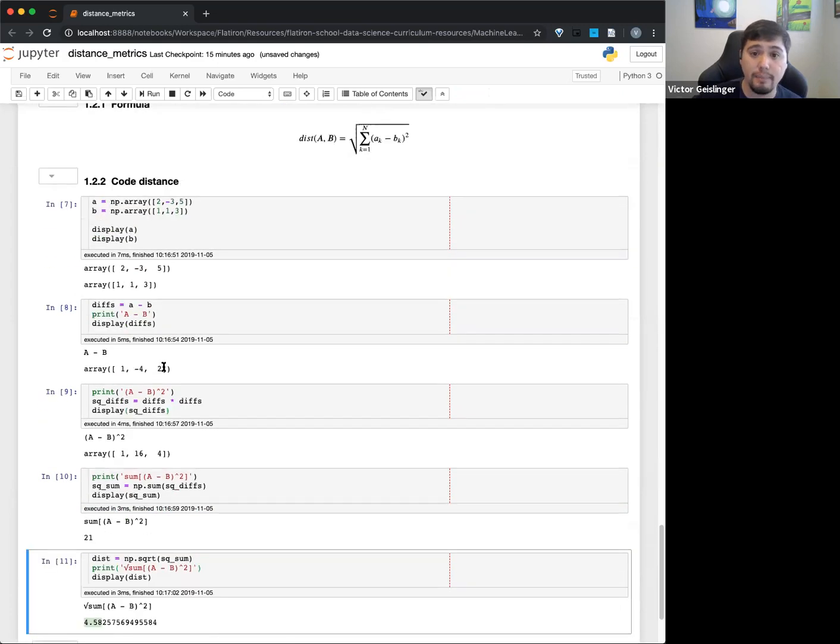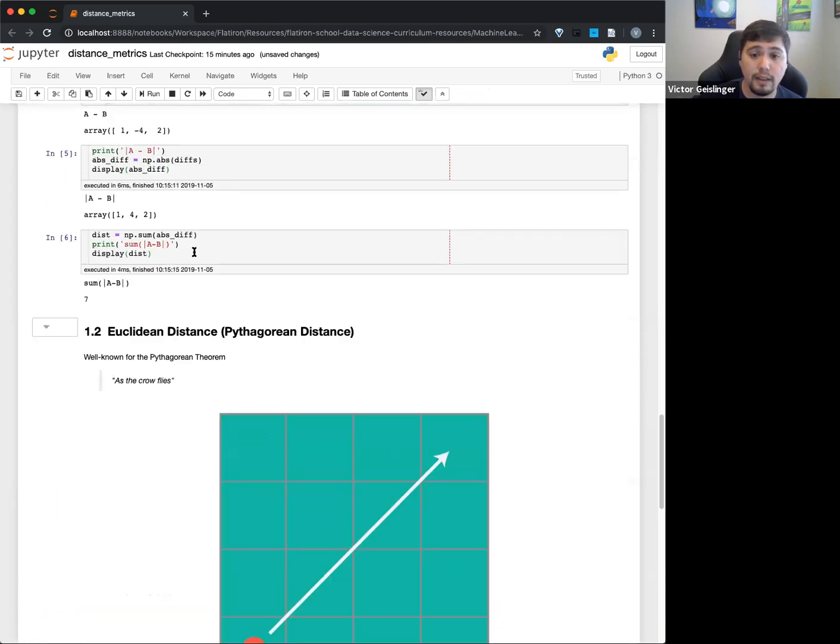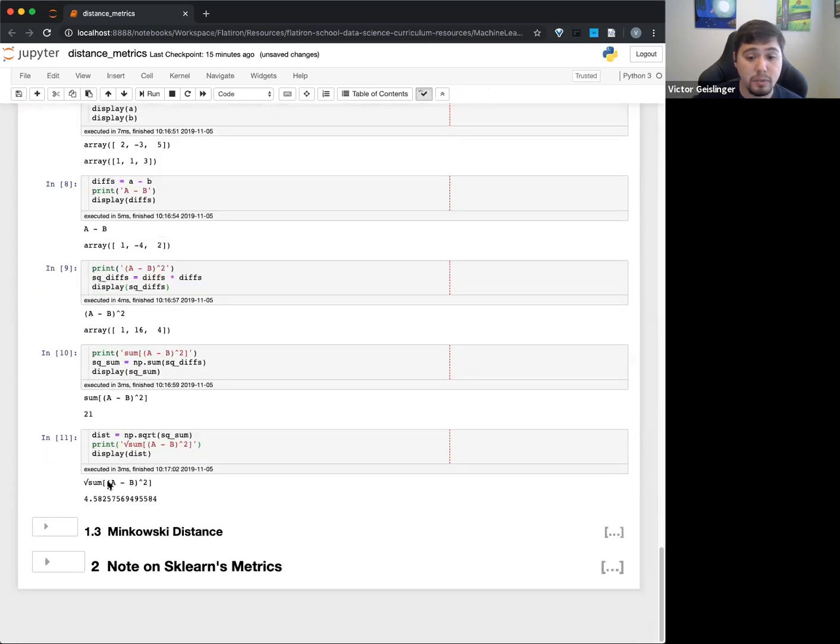Note that the Manhattan distance was 7, and the Euclidean distance is 4.58. So the Manhattan distance will always be at least as large as the Euclidean distance. Does anyone know what special case would make them the same size? It's when the points are on top of each other, so basically a distance of 0. At most they'll be the same size; otherwise the Euclidean distance will be smaller than the Manhattan distance.